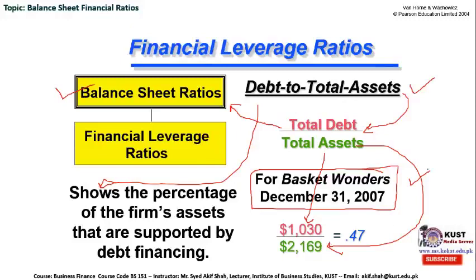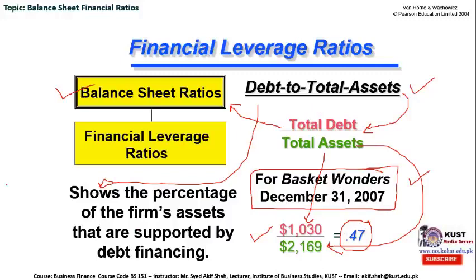This was the slide we were discussing, debt to total assets, and it shows the percentage of the firm's assets that are supported by debt financing. After plugging in the data, we come up with 0.47. Now what does this mean? It means that our total debt, which we have obtained from multiple sources, has sponsored 47% of our total assets.